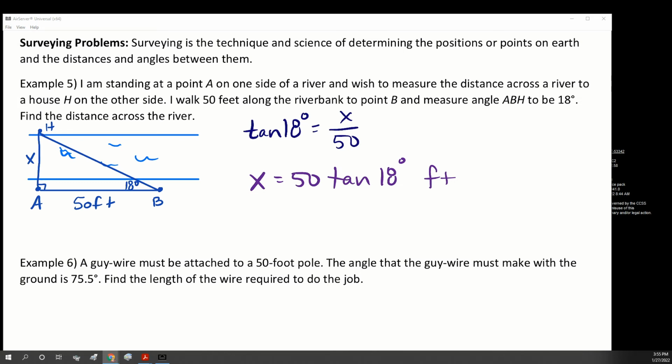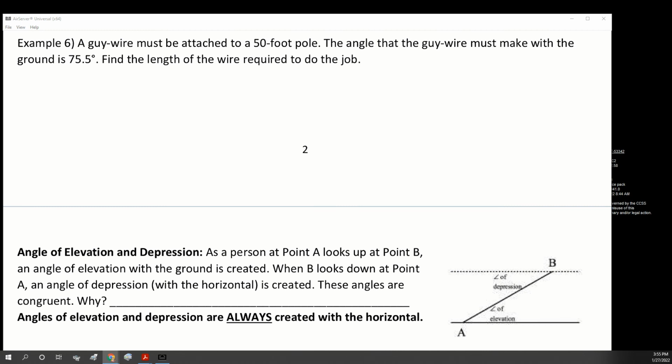Okay, let's look at the next one. So for example 6, a guy wire must be attached to a 50-foot pole. The angle that the wire must make with the ground is 75.5 degrees. We're going to find the length of the wire required to do the job. I know you guys have seen these wires attached to poles to keep them steady, keep them from falling over. Sometimes they're attached at the top. Usually they're not. This particular one is attached to the top of a 50-foot pole, and we know it makes an angle of 75.5 degrees with the ground. And we want to know how long the wire needs to be for this to all work.